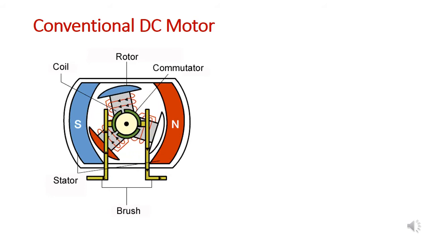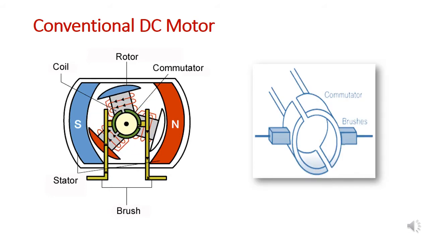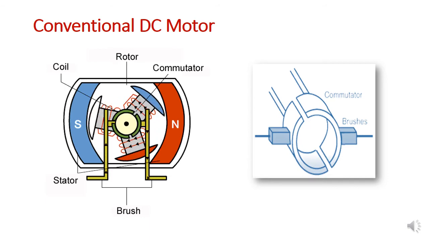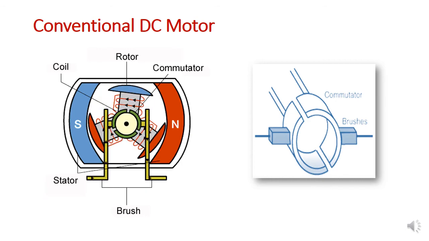So the major drawback of this conventional DC motor is this commutator and brushes. So this is the commutator arrangement. It depends upon the number of parallel paths in the rotor winding. There are a number of segmented parts in the commutator, and the brush is fixed at a particular place, and the commutator is continuously rotating. These brushes are collecting current from the segmented commutator.